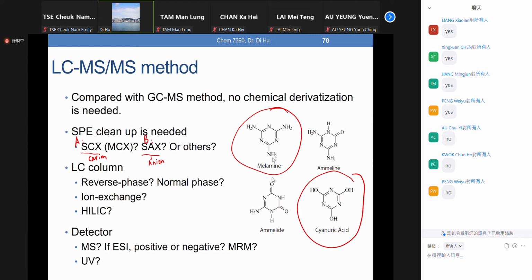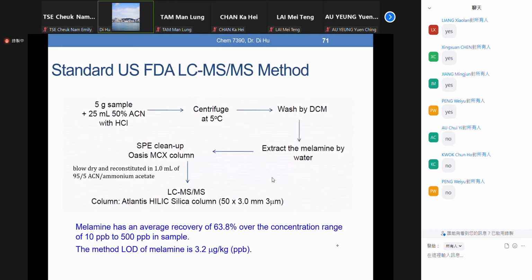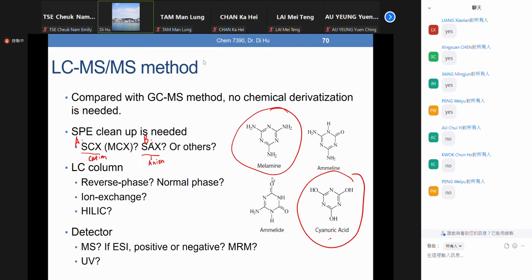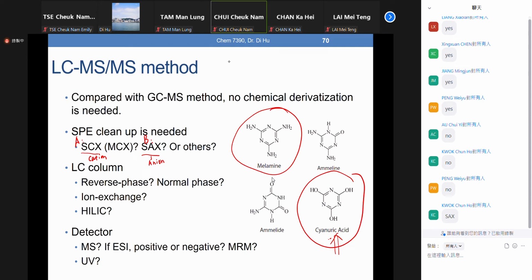If I want to do the sample cleanup for cyanuric acid, which SPE column can I use? A, SCX, or B, SAX? Now I'm talking about cyanuric acid. A or B? B, very good. Thank you. Why is it B? Look at this one. It has three OH groups here, right? So this one more easily loses the hydrogen and becomes negatively charged, right?